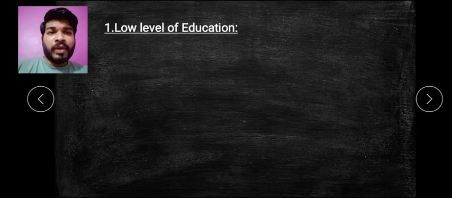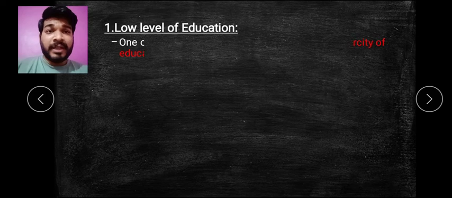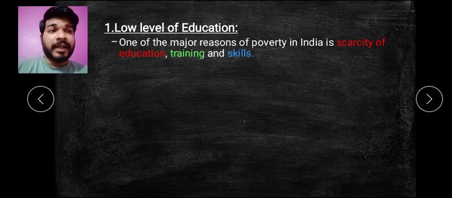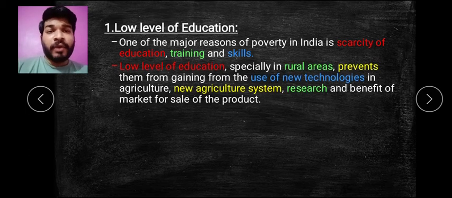Now, when the low level of education point comes, you find that in India there is a scarcity of education, training and skill from the beginning, because in the Britishers' time we were not allowed much science and technology training. Even from the earlier era there is a lack of education and training skills given to Indians. Because of low education, especially in the rural areas, they are prevented from gaining the use of new technology.